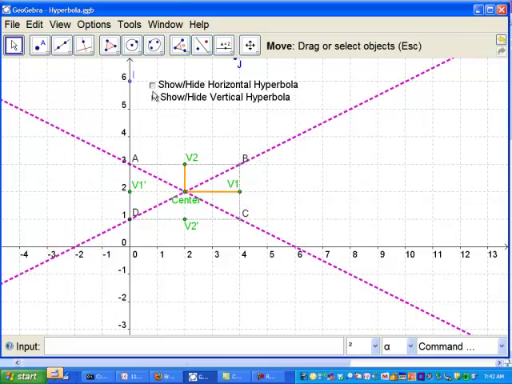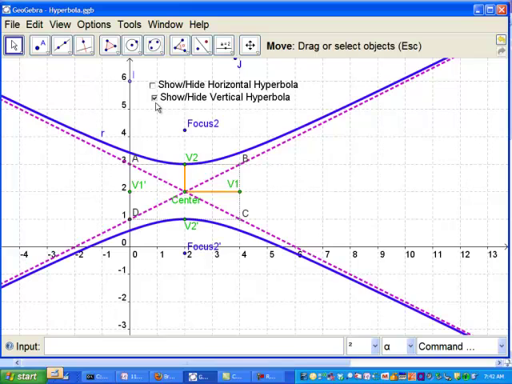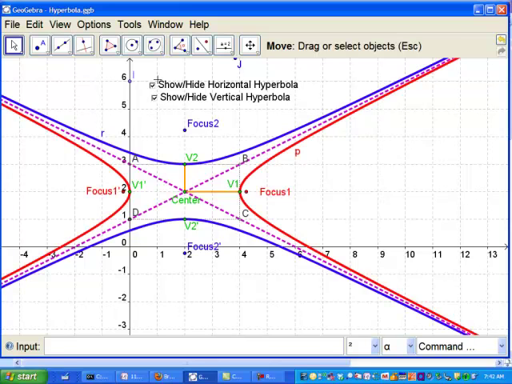Now, if I shut off the horizontal version and turn on the vertical version, you'll notice that the asymptotes haven't changed. V1, V2, center, none of those things have changed. These golden lines, none of that's changed. The rectangle's identical. Everything is the same. But look where the focus points are now, and the hyperbola is going up and down instead. So with the exact same rectangle, the exact same set of asymptotes, we can get two different hyperbolas just depending on how the equation is built. So both of these are possible.